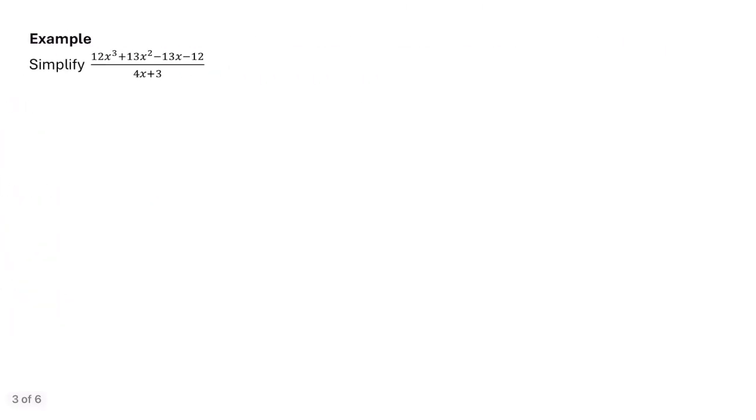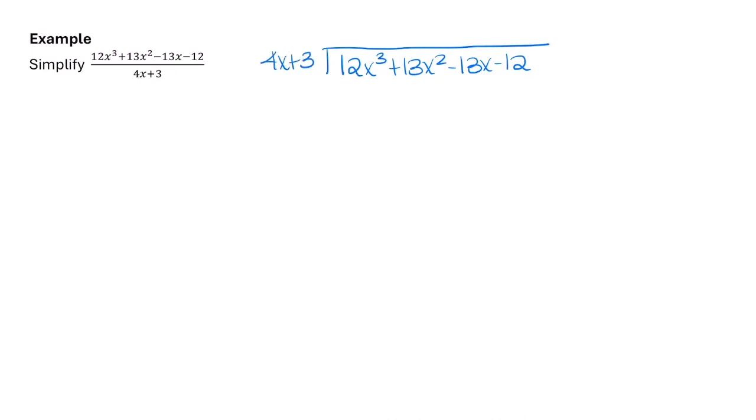So let's go ahead and simplify the problem as shown here. This is basically going to turn into a long division problem. So I'm going to rewrite this as 12x cubed plus 13x squared minus 13x minus 12 divided by 4x plus 3. Whenever we're doing long division, we're going to look at the first terms. And I'm going to ask myself, 4x times what is going to equal 12x cubed? Well, if I think about it, 4 times 3 is 12. x to the 1 times x squared is equal to x cubed. So up here, I'm going to write 3x squared.